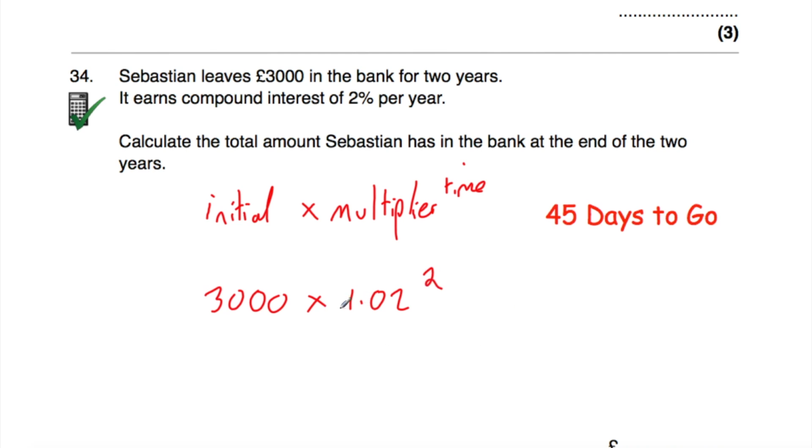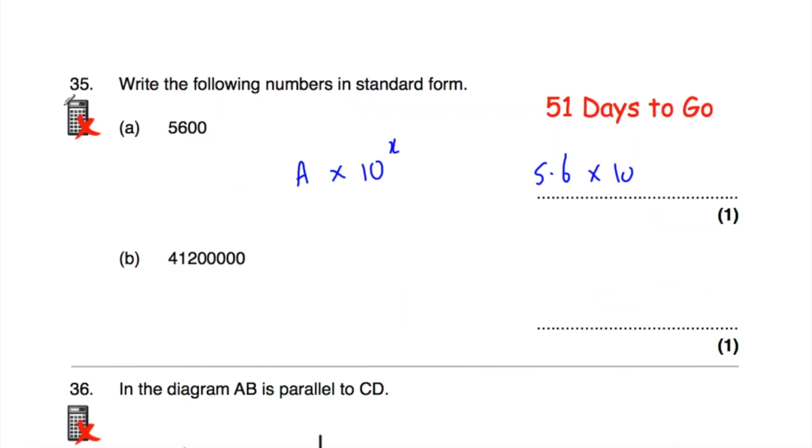So we just need to work this out. So 3,000 multiplied by 1.02 squared is equal to £3,121.20. And the question says calculate the total amount of money Sebastian has in the bank at the end of the 2 years. It'll be £3,121.20. And that's it.